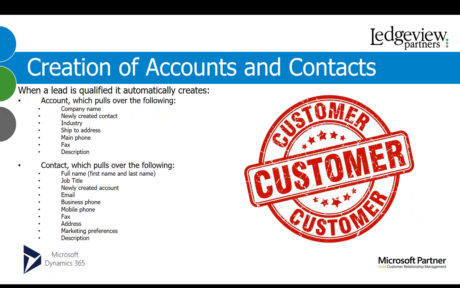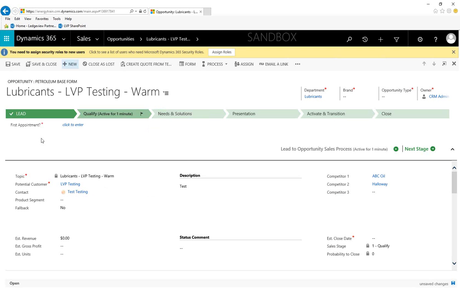field shows in. And then with contact, pulls in that first name and last name, their job title, associates them to that newly created account, associates the email, all 3 phone numbers, address, their marketing preferences. So we kind of said allow emails, don't allow emails. And then also description. So let's jump on in and I'll show you that. So from the opportunity, we just simply click on LVP testing as the customer.